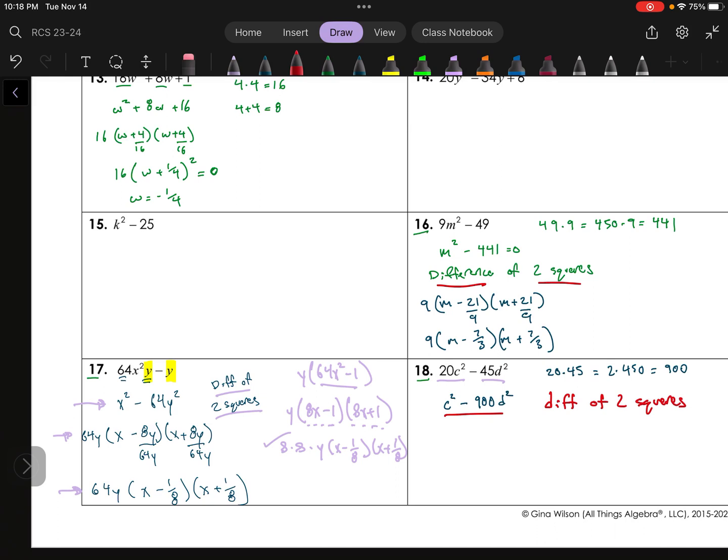And so how I can write this is I can say, all right, let me go back to the blue. I like that blue. I'm going to have c minus 30d and c plus 30d. Now I did multiply this by a 20, right? So I need to bring my 20 on the outside, and then I need to divide by 20. So my answer would look something like 20 times c minus 3 halves d, and c plus 3 halves d. Pretty cool.